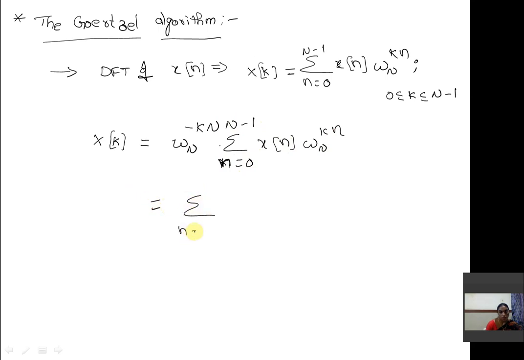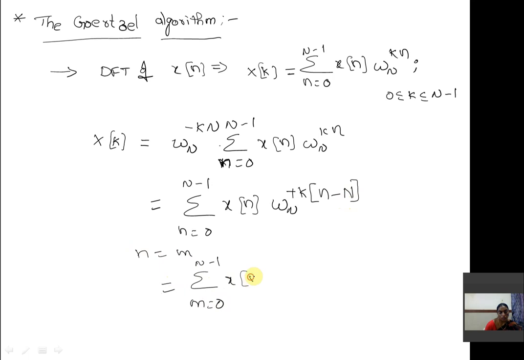Now summation n = 0 to N minus 1 x of n W_N power minus k, here the common is minus k, or if you take common plus k, here it is n minus capital N. Okay, if I use n equal to m here, m equal to 0 to N minus 1 x of m W_N power k (m minus N). Okay, this is nothing but x of k.